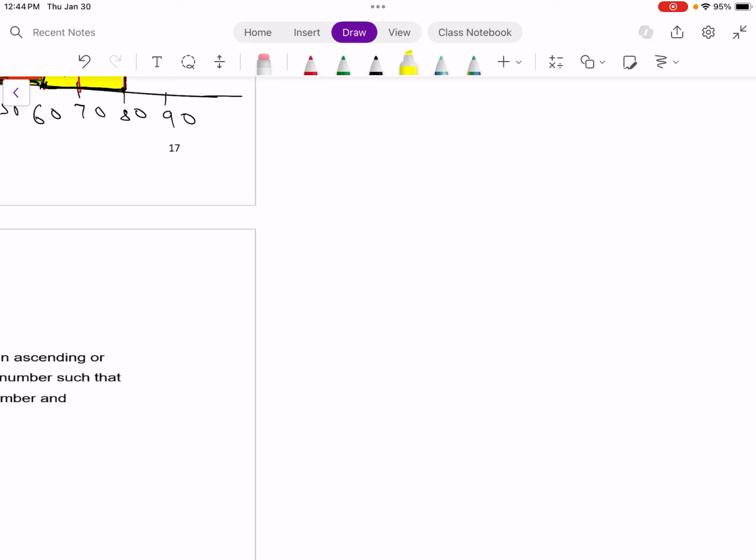Let's see if we can find one more very similar example.